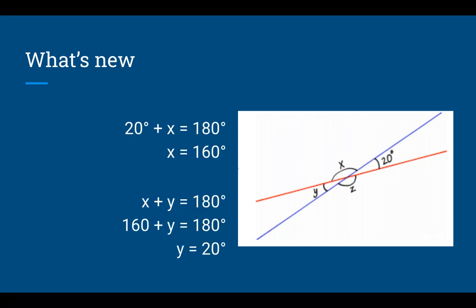So here's how I thought about it. In the first situation, I said that 20, this angle here, plus this missing angle x, which is an obtuse angle, those two angles, when added together, should make that straight angle of 180 degrees. So I could set up an equation, 20 degrees plus the missing angle x equals a straight angle measuring 180 degrees. Simple calculation, 20 plus 160 makes 180.